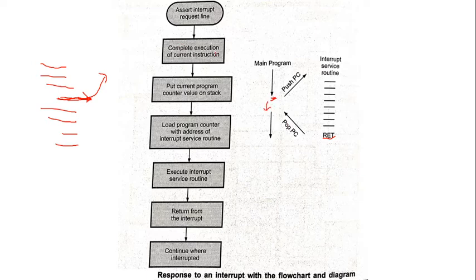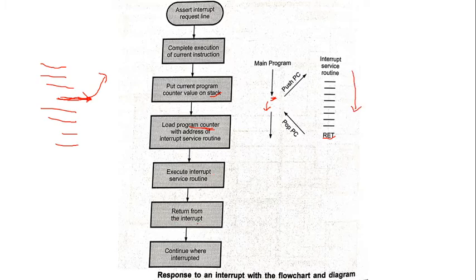So first, complete the execution of the current instruction. Then we put the current program counter value on the stack. So we are putting our program counter value into the stack. Then load the program counter with the address of the interrupt service routine. So we load the program counter with the address of whatever interrupt has occurred. Next, execute the interrupt service routine.